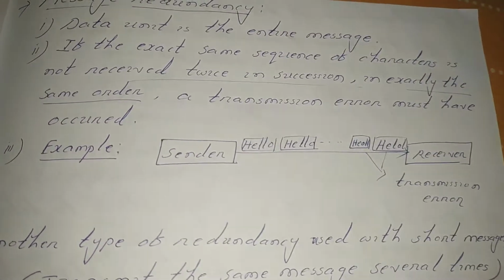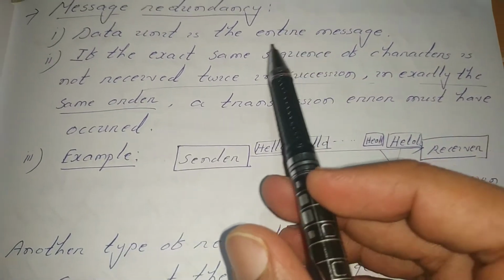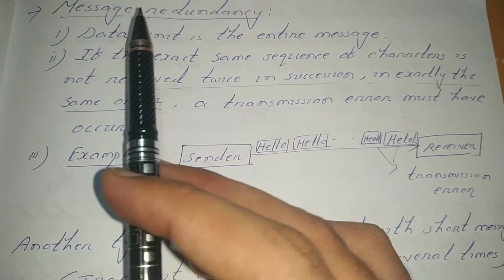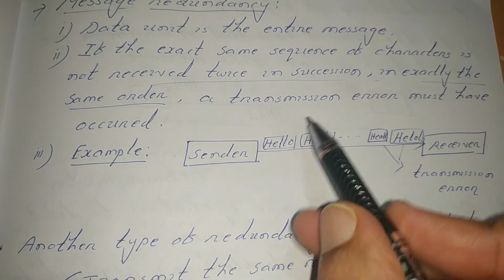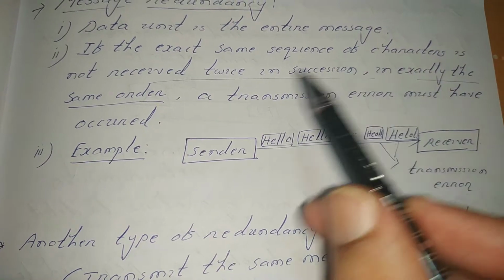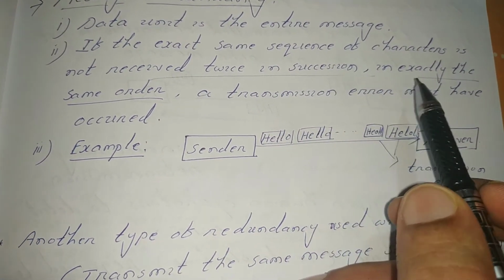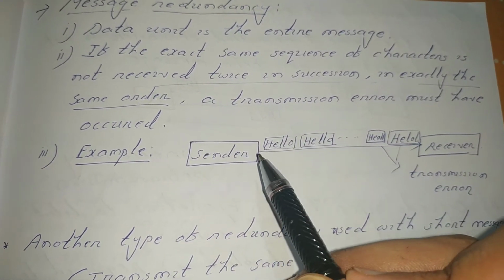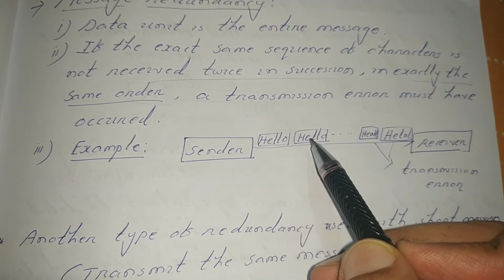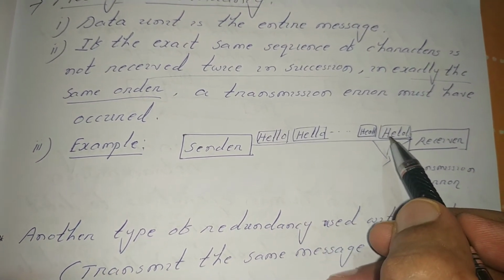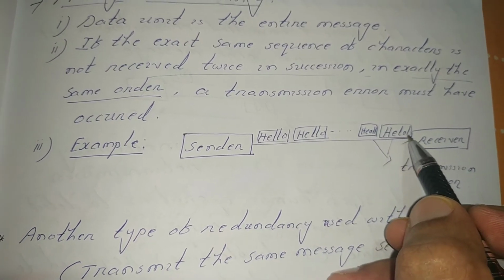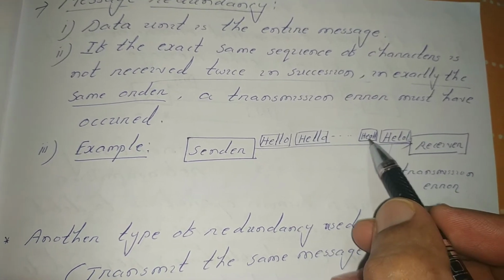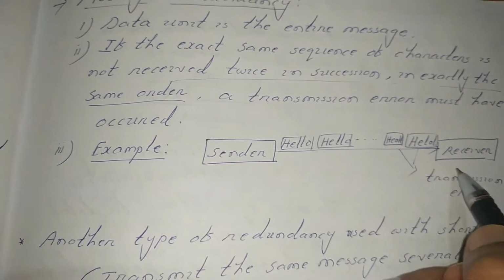Then comes message redundancy. Here the data unit is the whole message, the entire message. That's why the name is message redundancy. That means the same message is sent two times. If the exact same sequence of characters is not received twice in succession, in exactly the same order, a transmission error must have occurred. See here, the message is suppose hello. The hello is sent twice, but at the receiver side, the exact order of the characters is not the same. Here the second one is also different. So you can say a transmission error is there.